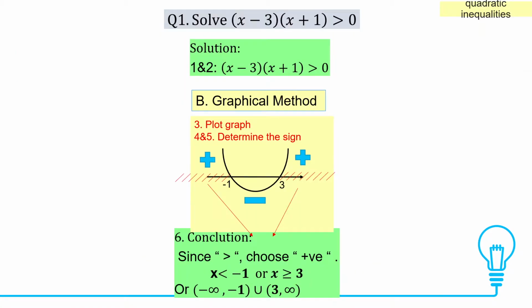So let us look at the first question. We have to solve (x minus 3)(x plus 1) greater than 0. If this is equals, then you have already solved your problem. But this one is greater than 0. So by using the graphical method, the first thing is we plot the graph, because this one is a positive a squared.